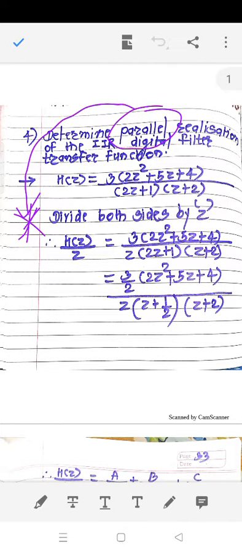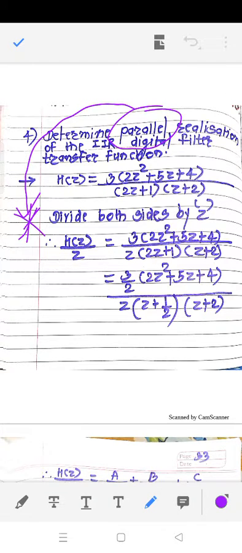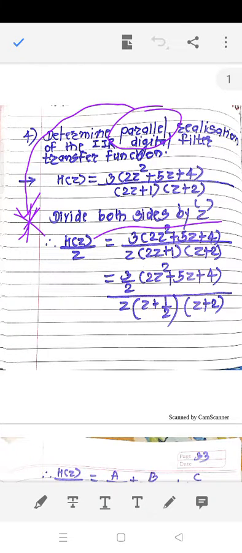So what we have done in this numerical, divide both sides by z. So what we are getting, H of z by z equals 3 into (2z square plus 5z plus 4) divided by z into (2z plus 1) into (z plus 2). Now from the denominator, what I have done, I have taken this 2 common, so that 2 is here.